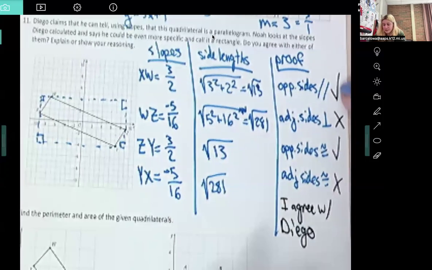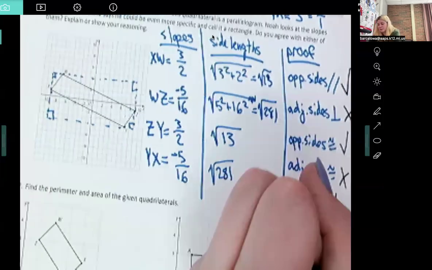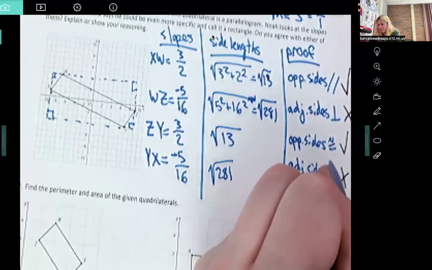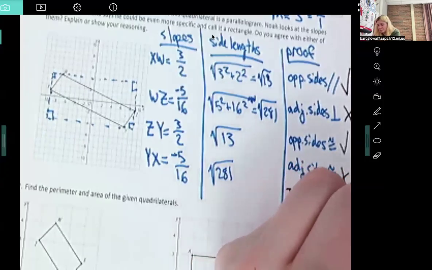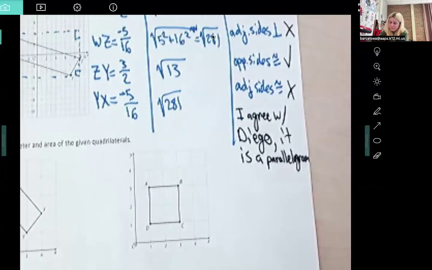Okay, my opposite sides are parallel and they are congruent. So it is a parallelogram. Sorry, I know you couldn't see. I was trying to squeeze that word in there. It is a parallelogram.